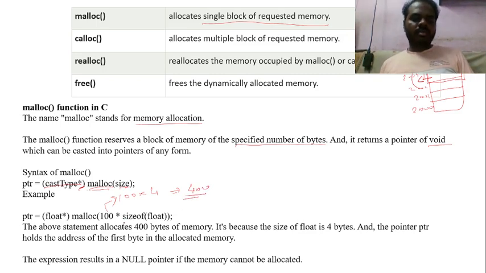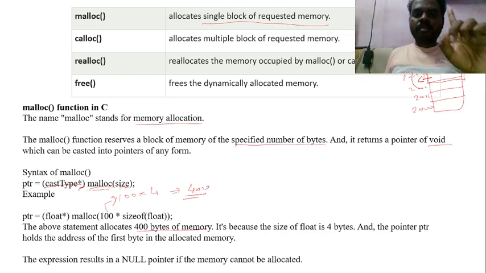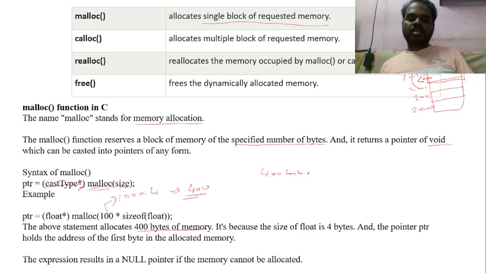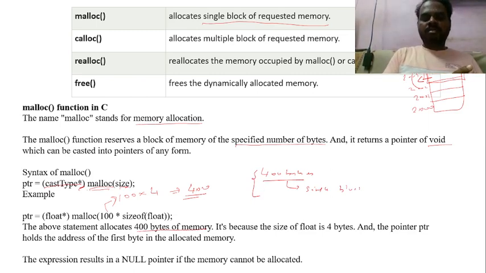The above statement allocates 400 bytes of memory in a single block. Just make sure of this point. It is because the size of float is 4 bytes, and the pointer holds the address of the first byte in the allocated memory. For example, these 400 bytes will be allocated as a single block. This is all about the malloc concept.